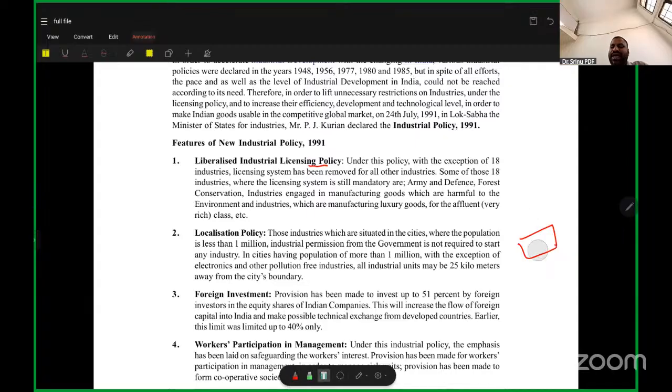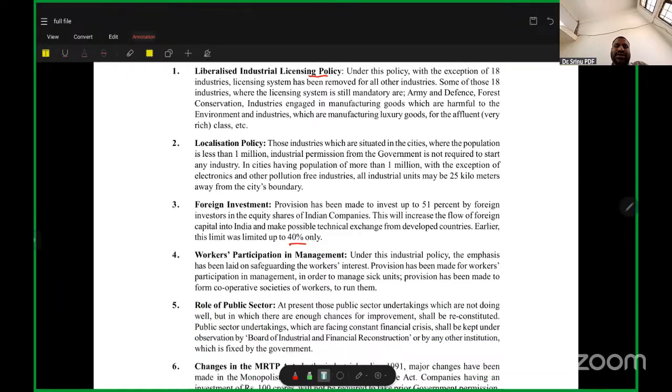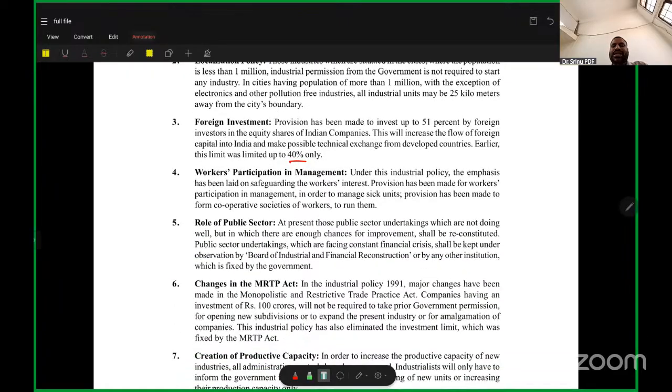Foreign investment is allowed up to 51%, with foreign investors entering Indian companies. Earlier the limit was 40% only. At present, in some sectors like retail and insurance, 100% is allowed as per recent stats. And the next one is workers' participation in management.